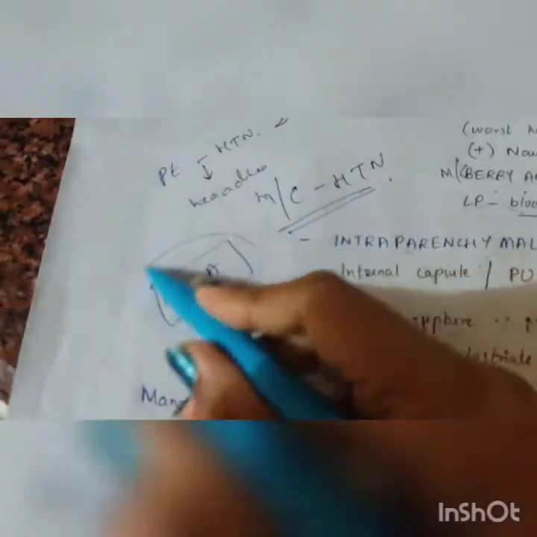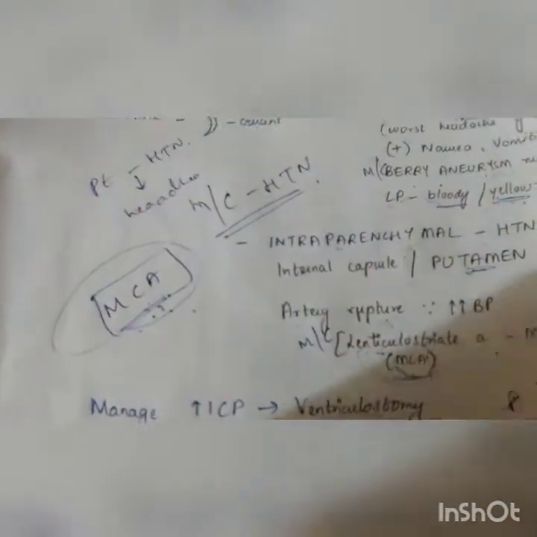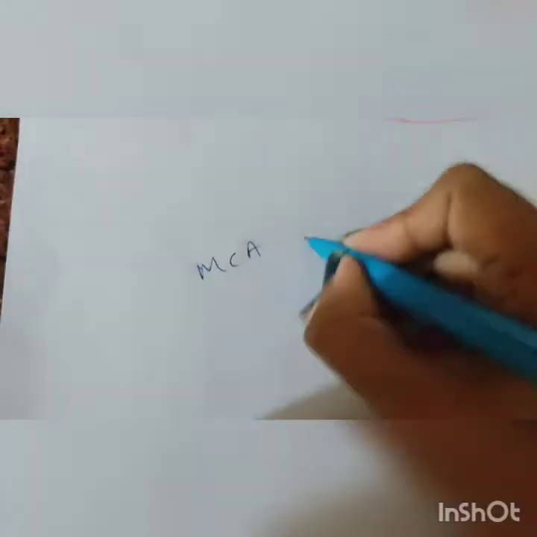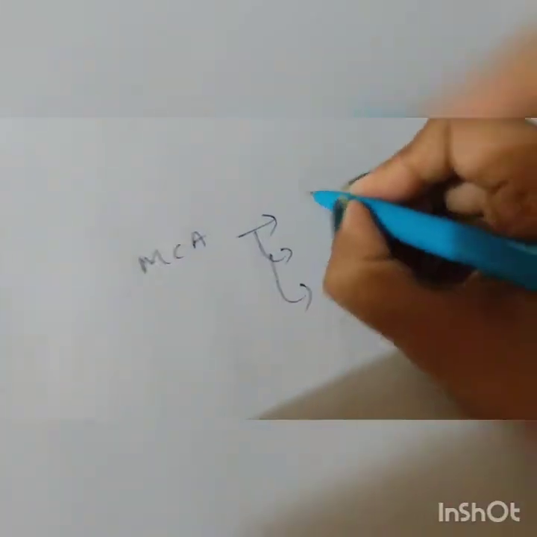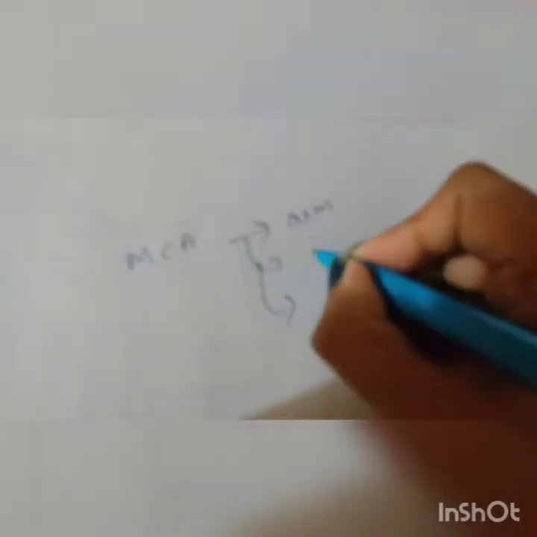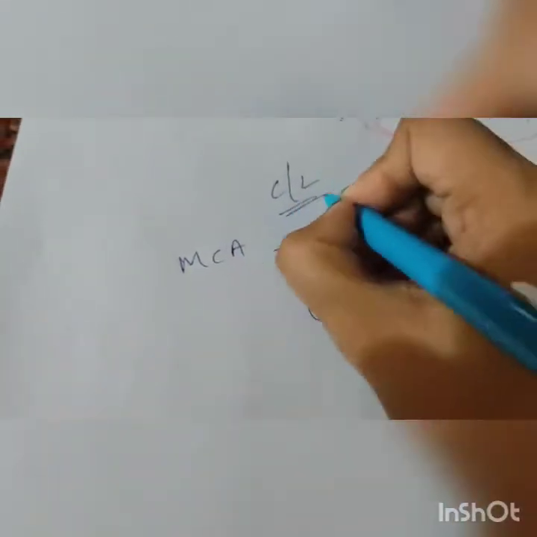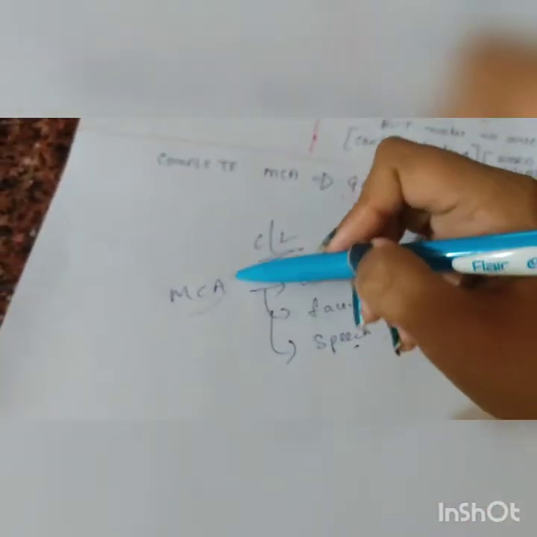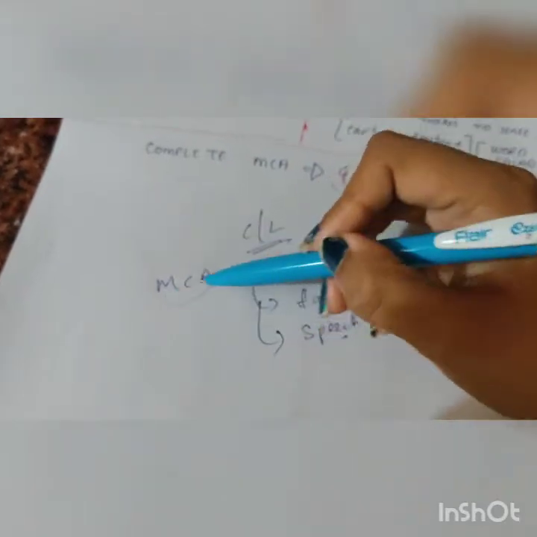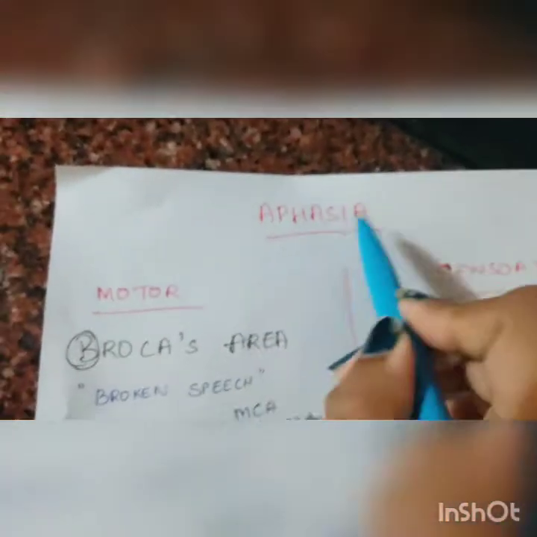So now let's talk about what happens when there is a stroke in the MCA. We know that whenever the MCA is affected, the three parts of the body that are going to be affected are arm, face, and speech. And obviously always contralateral. So arm, face, and speech are going to be the most affected whenever there is a lesion in the middle cerebral artery. When speech is disrupted, it is called aphasia. So aphasia is nothing but disruption of speech.